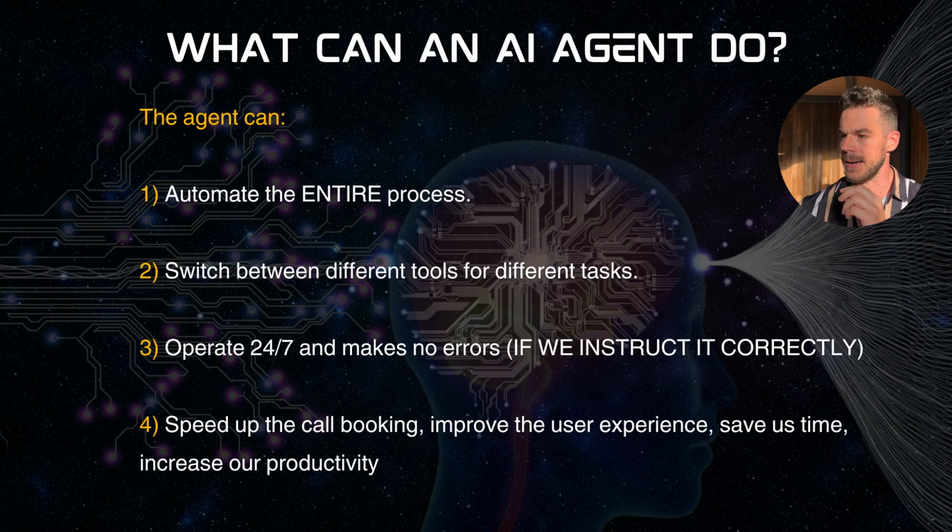So what can an AI agent do? The AI agent can automate the entire process. It can switch between different tools for different tasks like Gmail or Google Calendar. It can operate 24/7 and it makes no errors unless we instruct it already with errors. And it also speeds up the entire call booking process. It improves the user experience as the client gets immediately a confirmation, and it saves us time and therefore it increases our productivity.